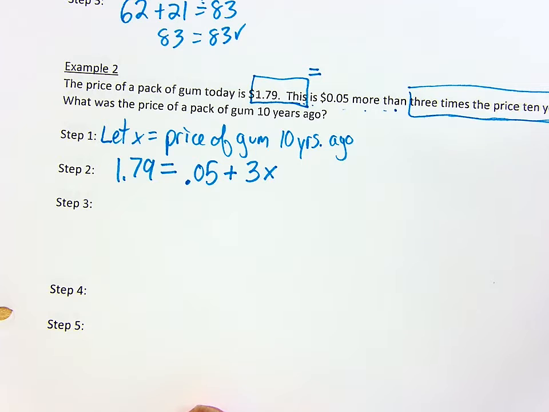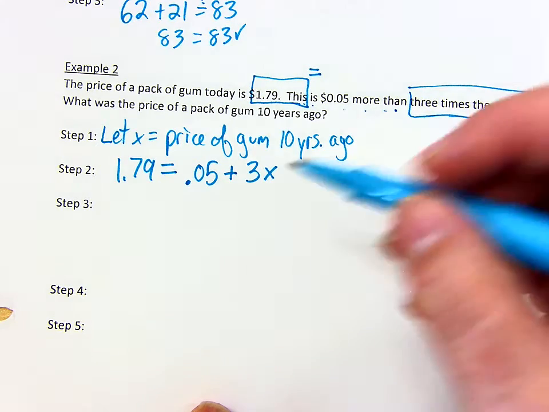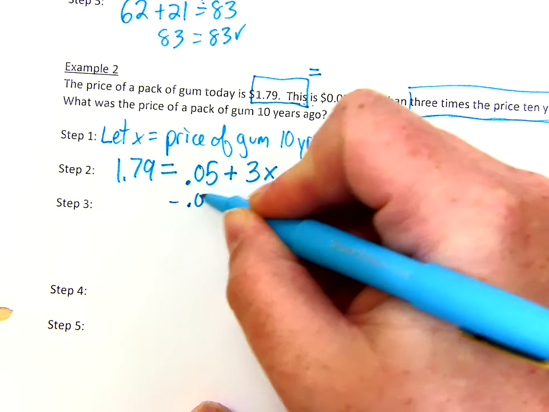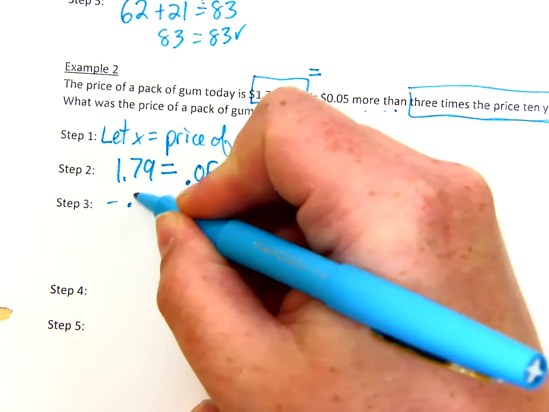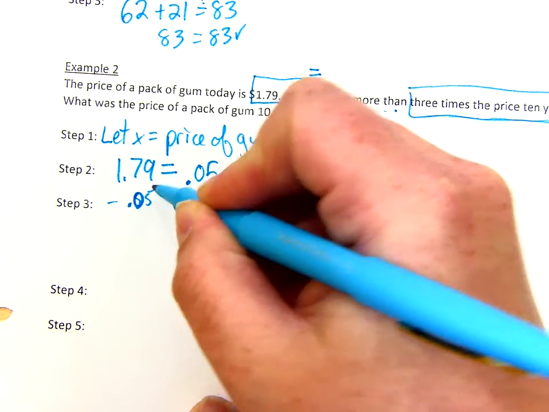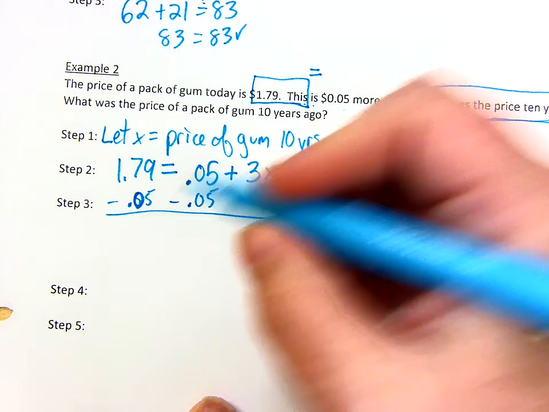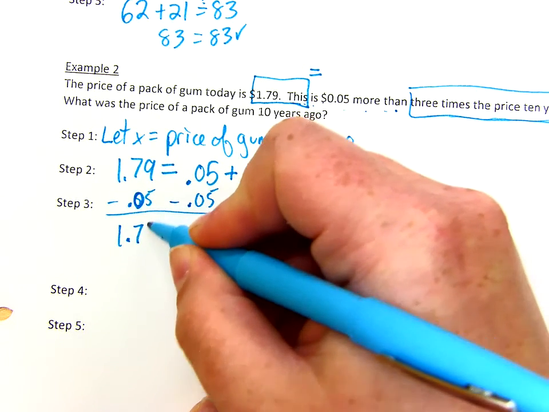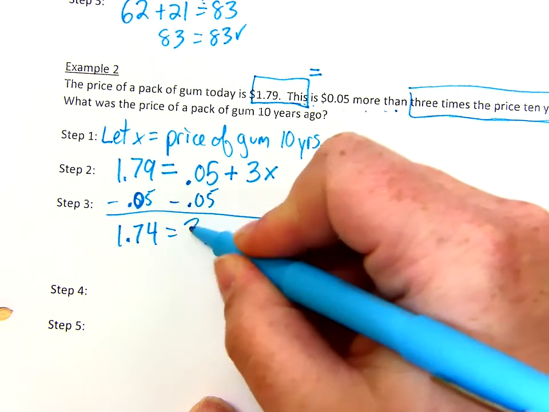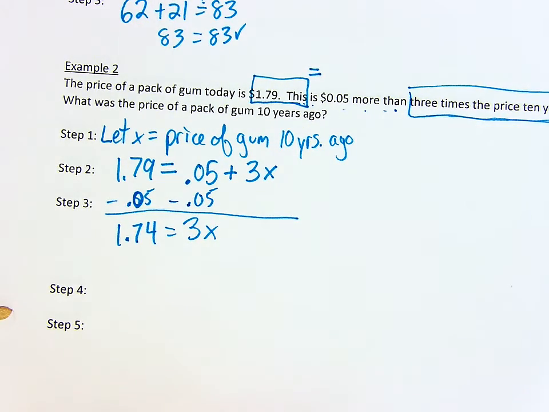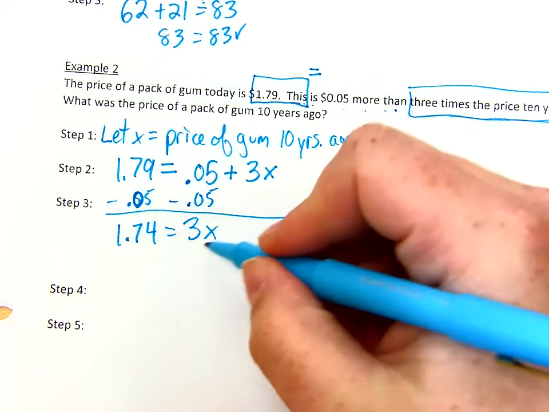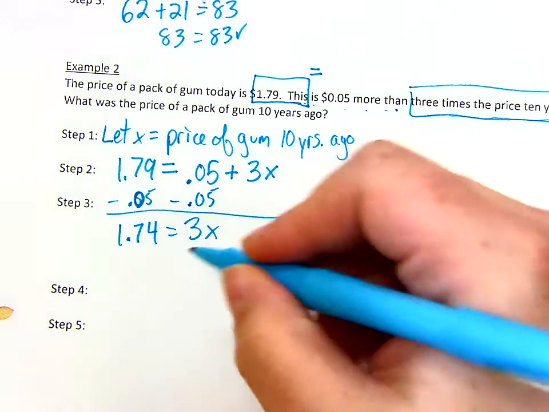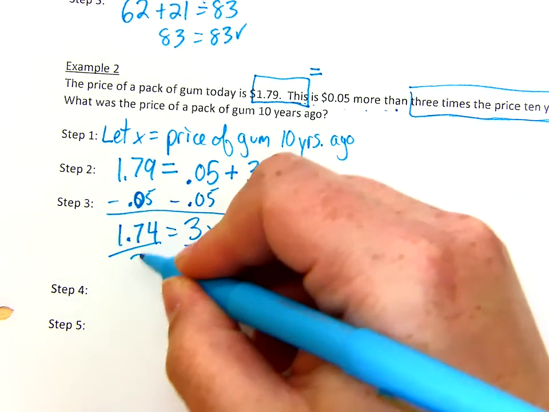So what would I normally do to solve this, Cohen? Yeah, subtract. And remember, it's money. So it's $1.79 minus 5 cents. So that leaves me with $1.74. Oh, it doesn't come out nice. Dang it. Now I just have to divide by 3.